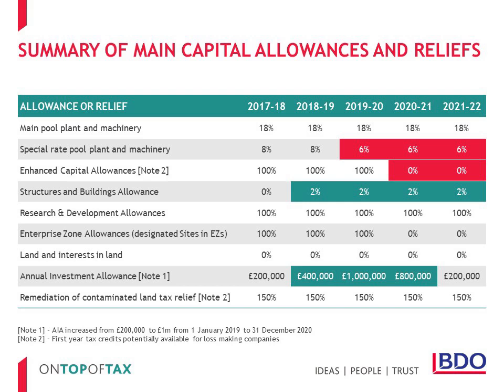This includes the reduction in rate of the special rate pool from 8% per annum to 6% per annum from this April, and also the withdrawal of enhanced capital allowances for energy saving and environmentally beneficial plant machinery from next April. In addition, the longer-term interaction between capital gains tax and structures and buildings allowances should also not be overlooked.